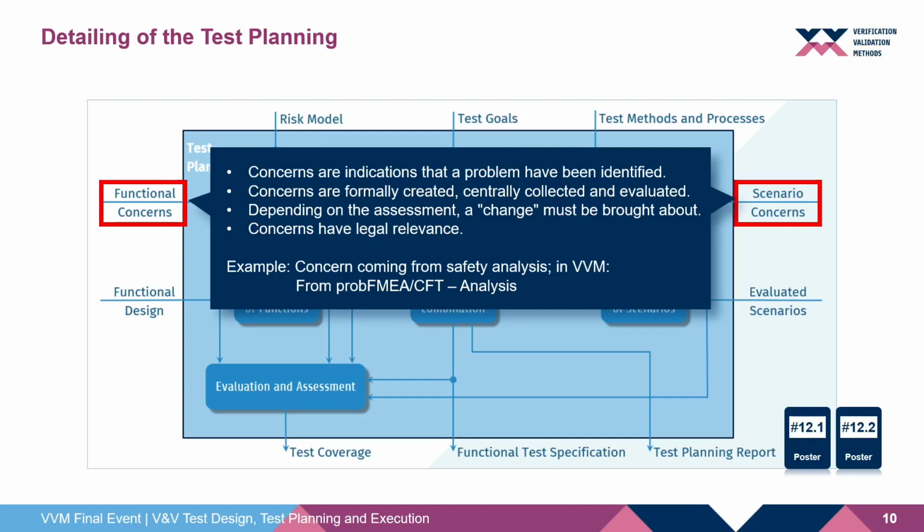Or in the testing. And insofar it is very important to document this, and above all they have a legal relevance. For example, the so-called probabilistic FMEA and component fault tree analysis is such an example, if we perform a safety analysis, and these can be tools that can be used for that. So these might be ways in which scenario and functional concerns come into play and will play their role within the test planning.